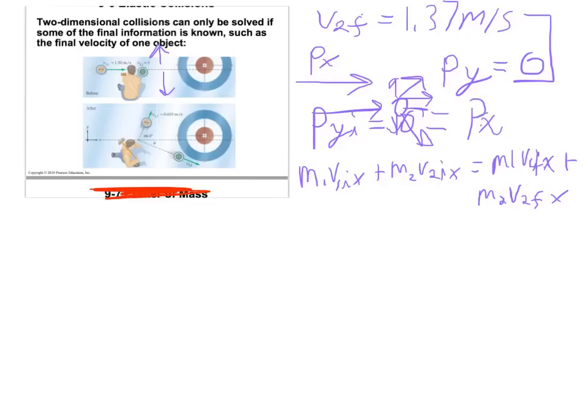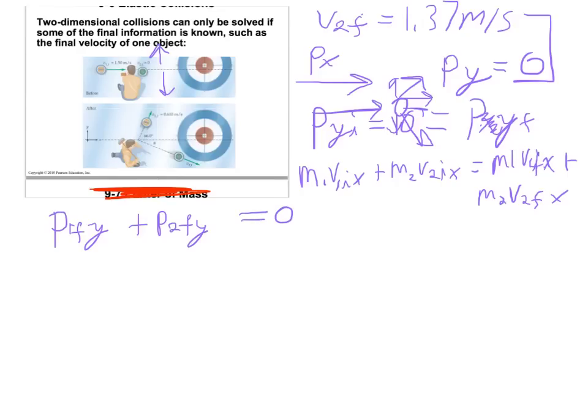I know that the final y momentum is also 0 because x and y are conserved separately. So let's see if we could figure out maybe the angle from that. What if I say that the final momentum of the first object in y plus the final momentum of the second object in y must equal 0?